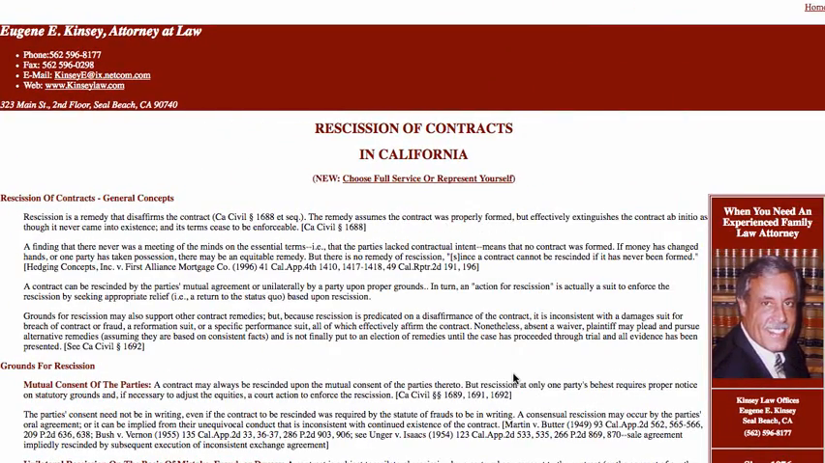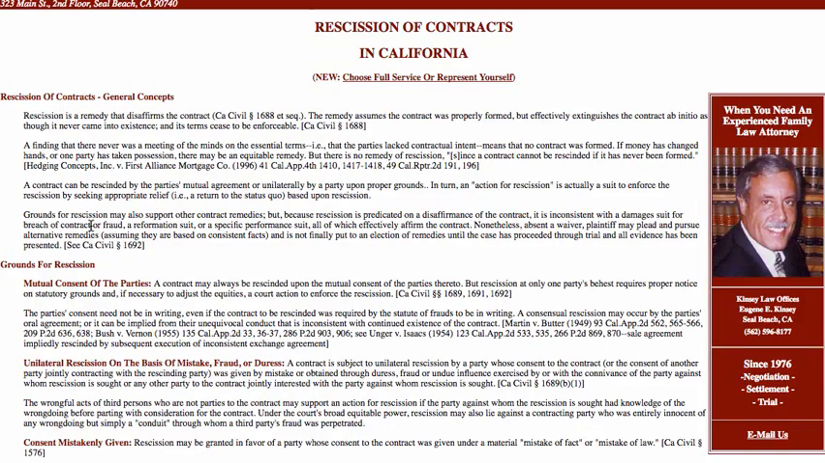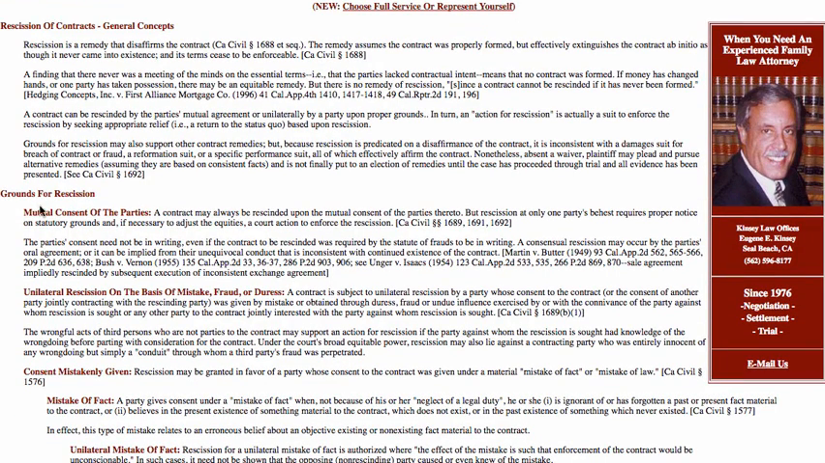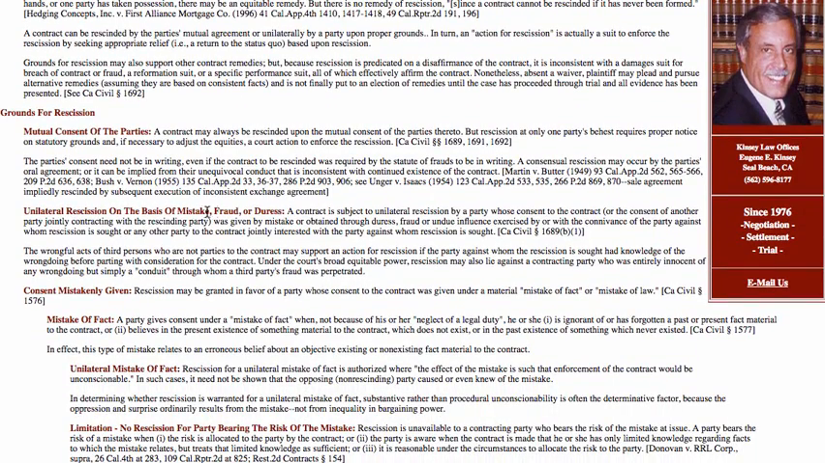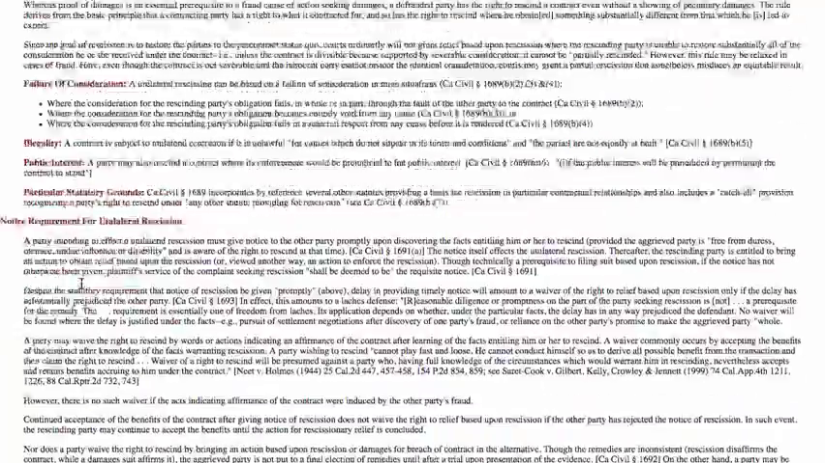So what we have here is somebody really put all the resources in place: rescission of contracts in California. I browsed through this. I went through all the essentials, the grounds for rescission, mutual consent, unilateral rescission on the basis of a mistake, fraud or duress, right? So I hit a lot of these key points.